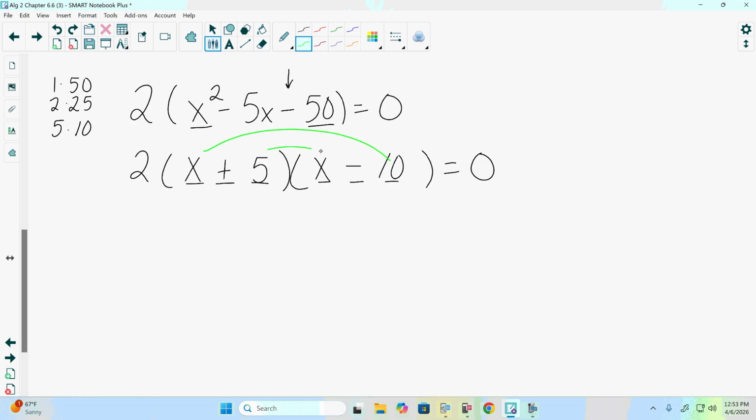And if I wanted to, I could check it off to the side. x times negative 10 is negative 10x. 5 times x is going to be positive 5x. Negative 10x plus 5x, negative 10 plus 5, does indeed give us the negative 5 middle term that we want.